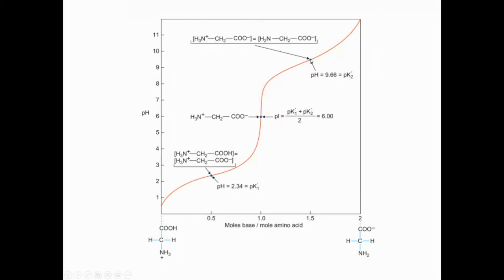And then again, if you go to the basic environment, the predominant form in the basic environment will be the negative charge, because the NH3 plus will lose one hydrogen ion. When it reaches the 1-to-1 ratio, that'll be the pK2. So pK1 plus pK2 divided by 2 gives you the isoelectric point. That's a neutral pH.